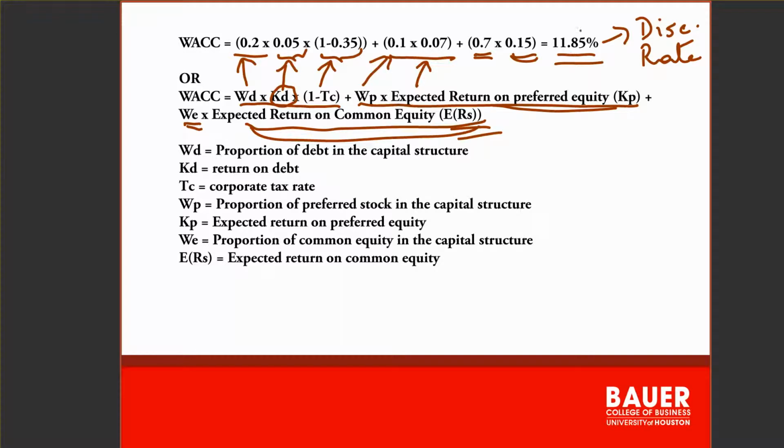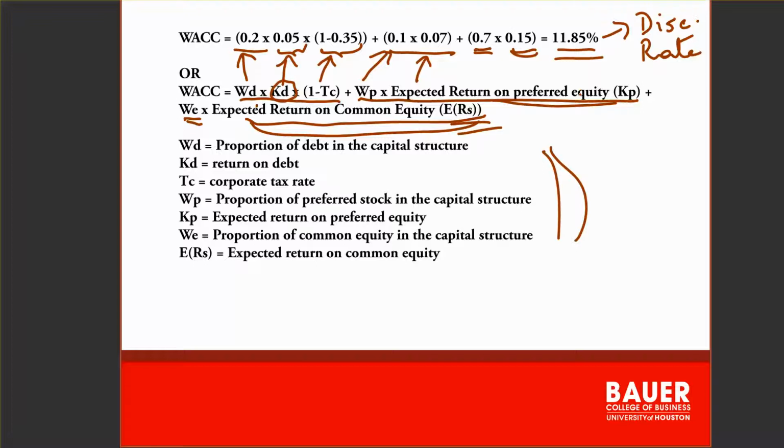Why? Because this is the minimum rate that they need to meet in order to make a project viable, because that's what they would need to generate in order to be able to meet their claims to the debt holders, to the preferred stockholders, and to the common stockholders. Okay, so that's your weighted average cost of capital. It's simply an average of the different components of capital based on their weights. And this is simply a description of this notation here.